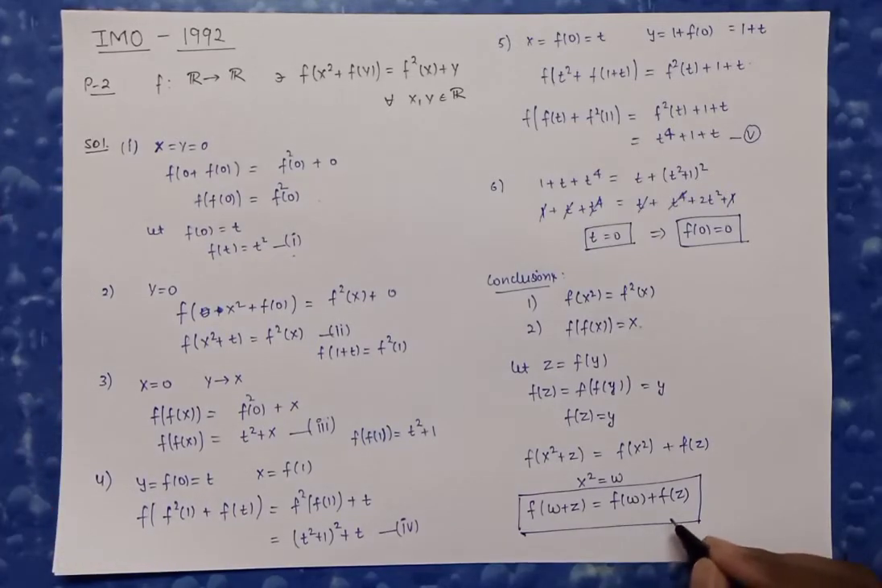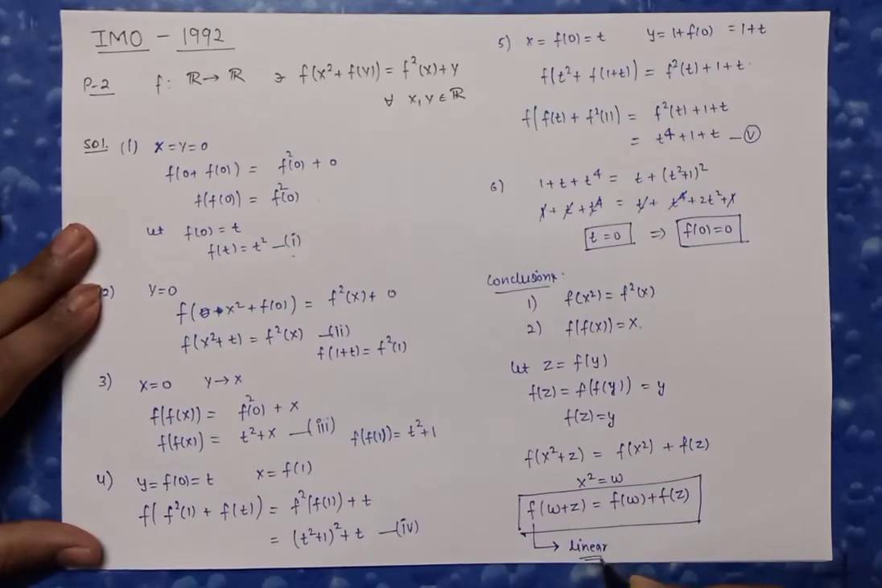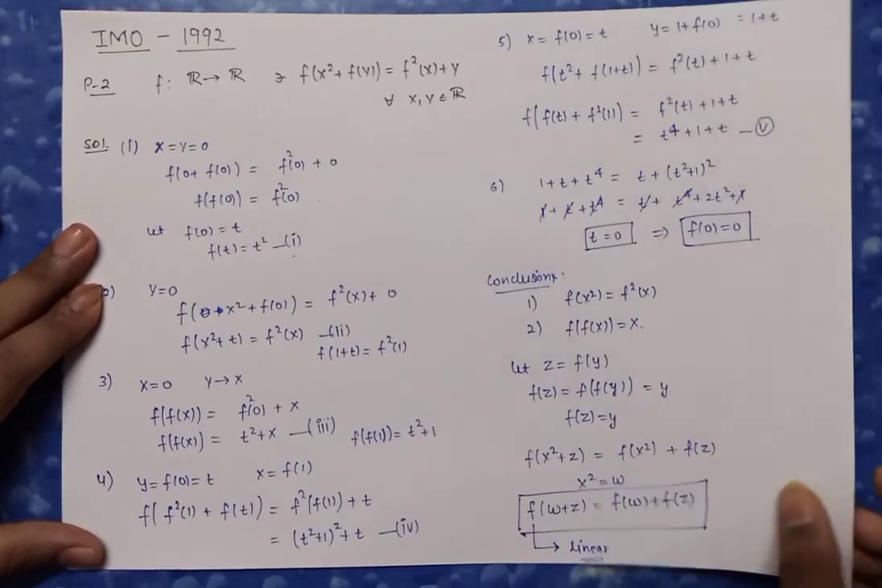Everyone can see and easily recognize that this is the well-known Cauchy's equation, and the solution we get after solving this Cauchy's equation is that the function is a linear function, and this was what I was trying to achieve using this whole methodology, that f is linear. Since I have concluded that f is linear, let's switch the page.